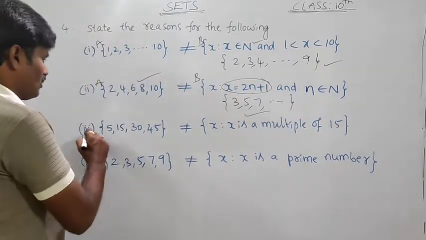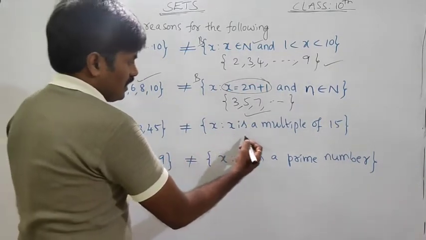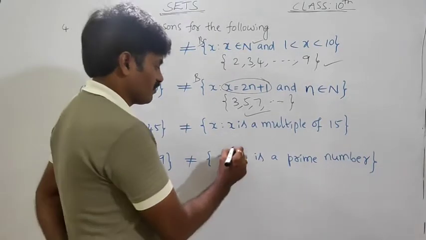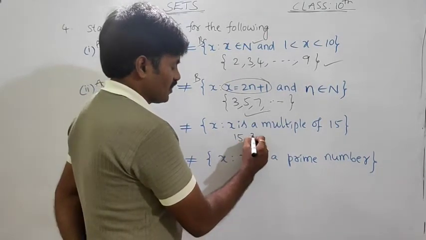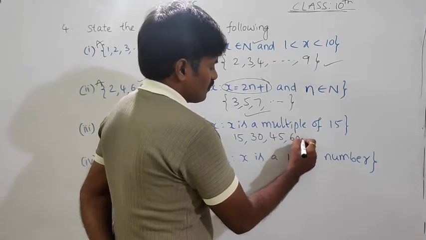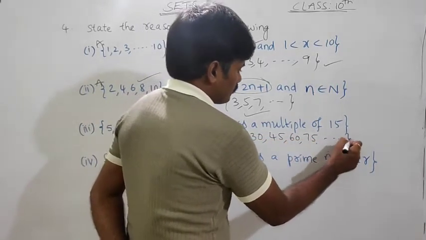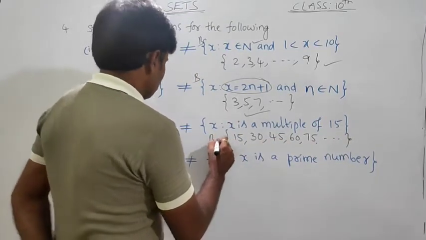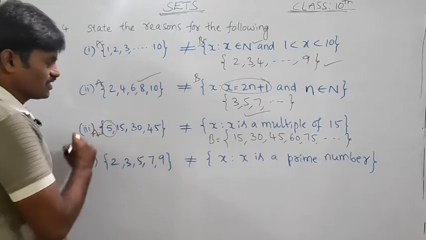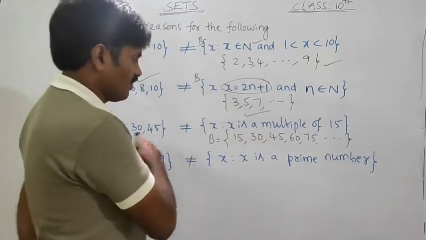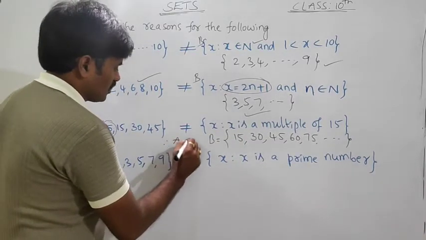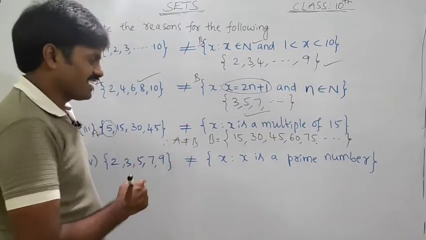Okay. Now come to the third one. x such that x is a multiple of 15. What are the multiples of 15? Yes, 15 ones are 15, 15 twos are 30, 15 threes are 45, 15 fours are 60, 15 fives are 75 and so on. Yes, it is set B. It is set A. Are these the same elements? Here 5 is included, but 5 does not belong to set B. Therefore here A is not equal to B. Like this you have to write reasons.